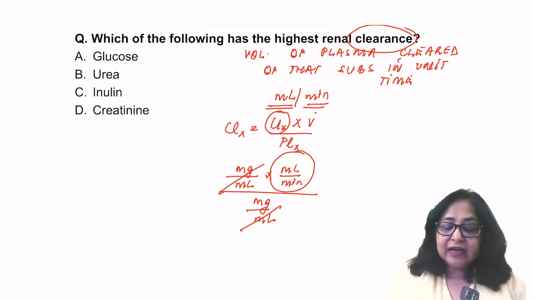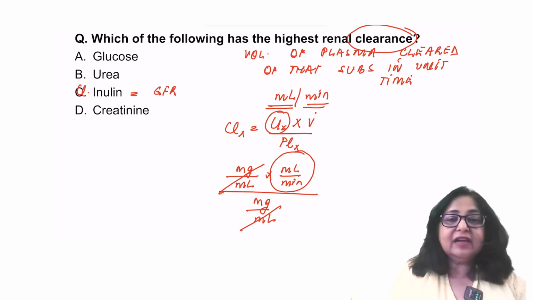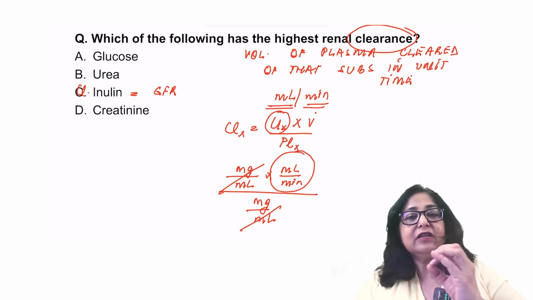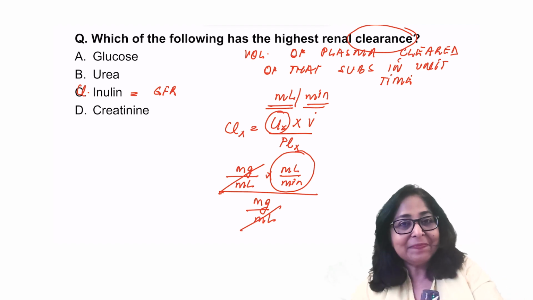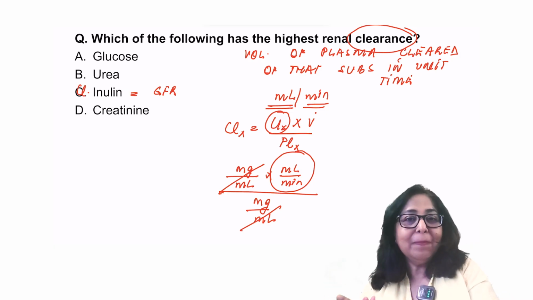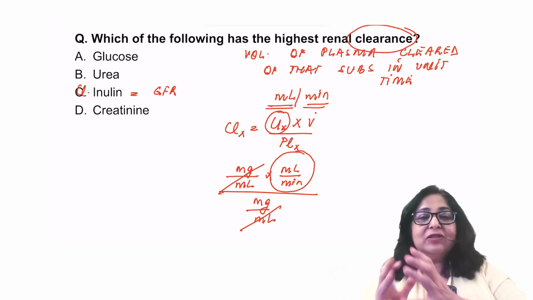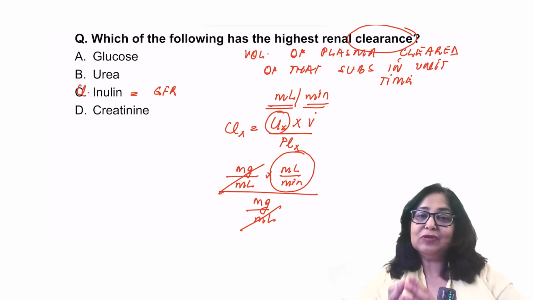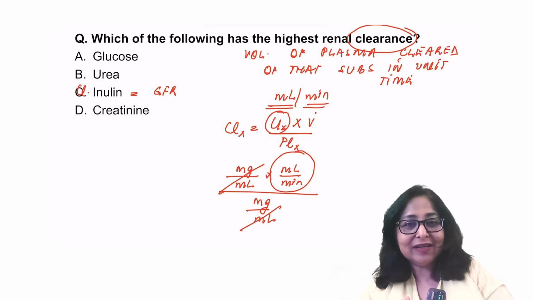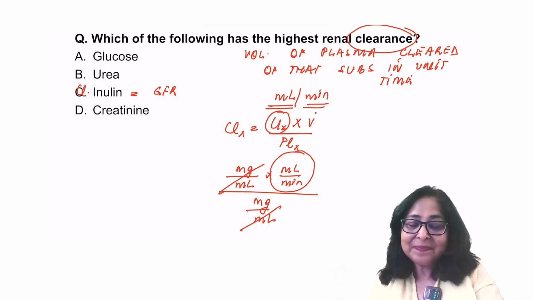Remember, the inulin clearance is equal to the GFR. Why is the inulin clearance equal to GFR? Because inulin is a substance which is freely filtered, not reabsorbed, not secreted. So that means the rate at which it is cleared from the plasma is the rate at which it is being filtered, because it is only removed by the process of filtration. So rate of clearance of inulin will be equal to the glomerular filtration rate.